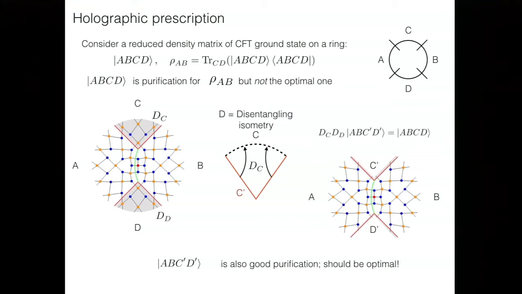And at least in MERA, we can think of that as a disentangling isometry. So if I simply cut out these 2 regions here, I get another tensor network that lives on A, B, and then these 2 boundaries here. And by definition, the actual ground state of the CFT you get by applying these isometries to D prime and C prime. But the key thing is the fact that these act as invertible isometries means that AB, C prime, D prime is just as good a purification for AB as the original ground state was.